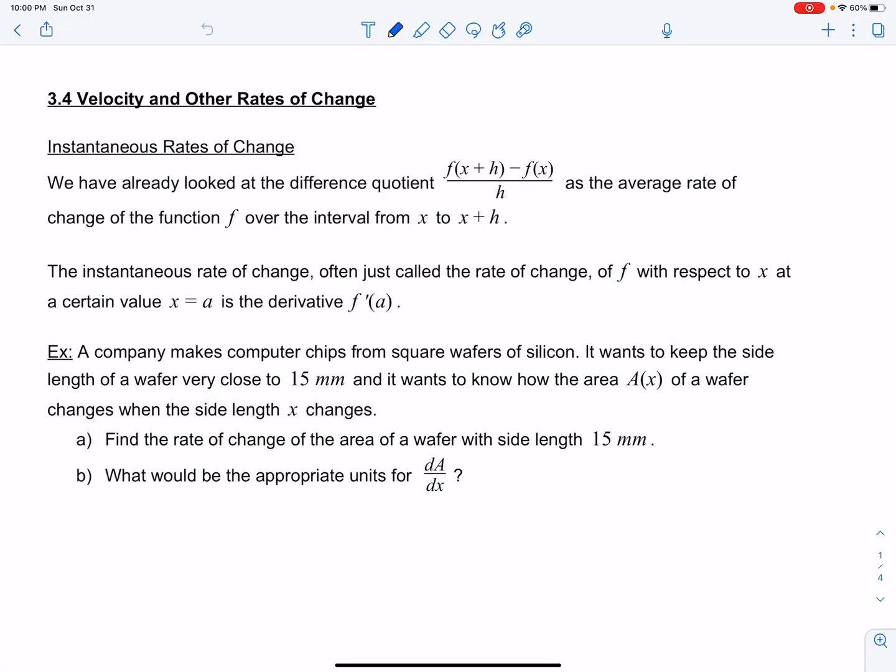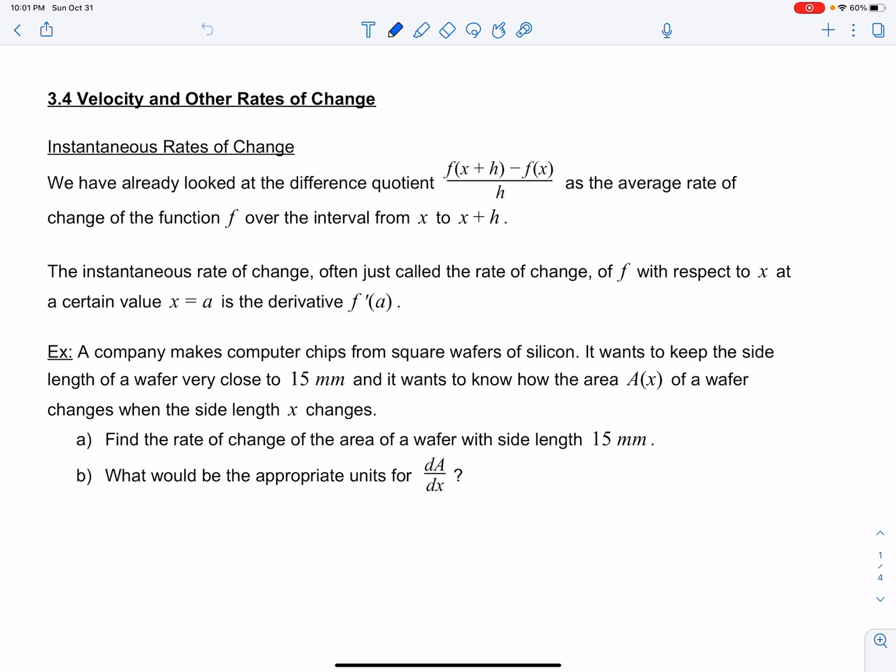All right, we're going to start section 3.4, which is on velocity and other rates of change. So the first thing that we're going to look at is instantaneous rates of change. We've already looked at the difference quotient several times, f of x plus h minus f of x over h. And we can think of that as the average rate of change of the function over the interval from x to x plus some small value h.